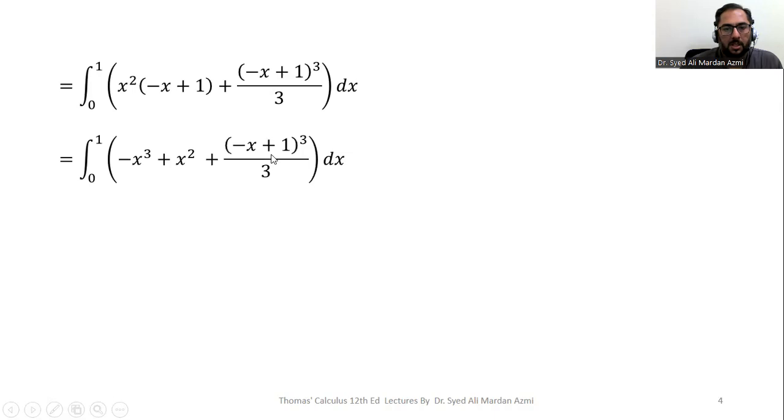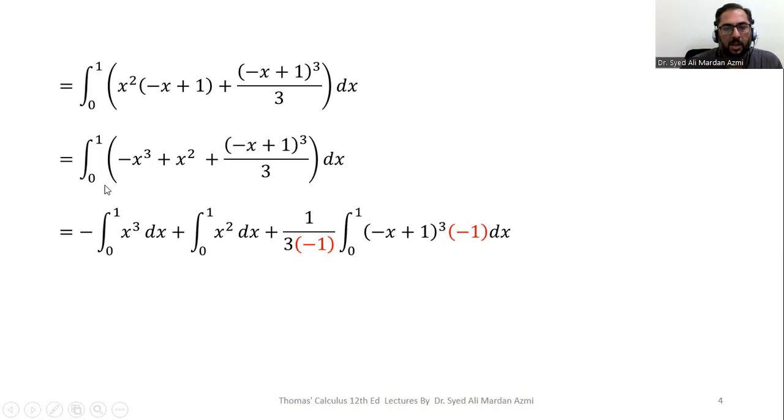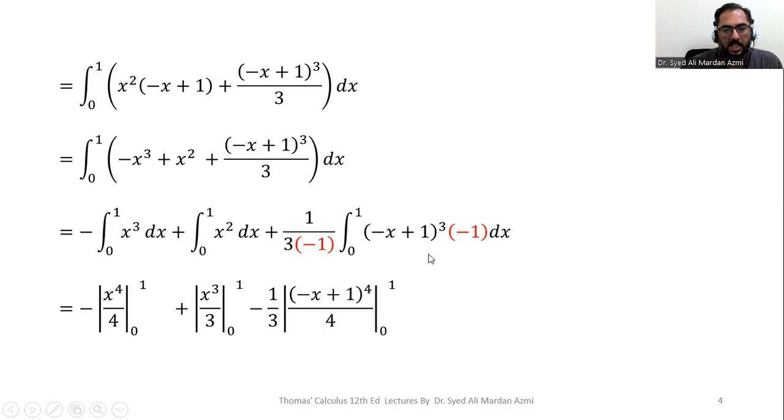This integral is simple. Simplifying the function, we have opened up the bracket. In the next step, we have applied the integral on each term. The integration of the first term is straightforward. We can calculate it with the help of the power formula. We can take minus x outside, and we have x cubed inside the integral. Next, in the second term, we have x squared inside it. And in the third term, in order to integrate it, we need the derivative of the term inside the power as a multiplier. So we have multiplied by -1 and divided by -1 in order to create the derivative of the term inside the bracket. In the next step, we integrate it.